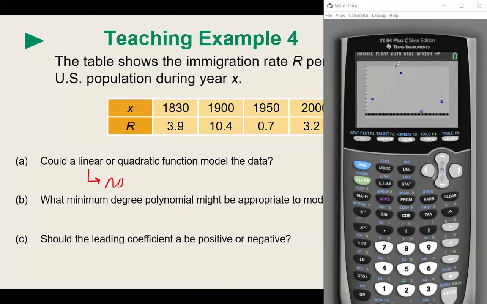Quadratic would mean that I would have this type of situation happening. Is that happening? No. So does linear or quadratic work for this problem? No, it does not. Okay. So the answer here would be no to linear and no to quadratic. Agreed? All right.